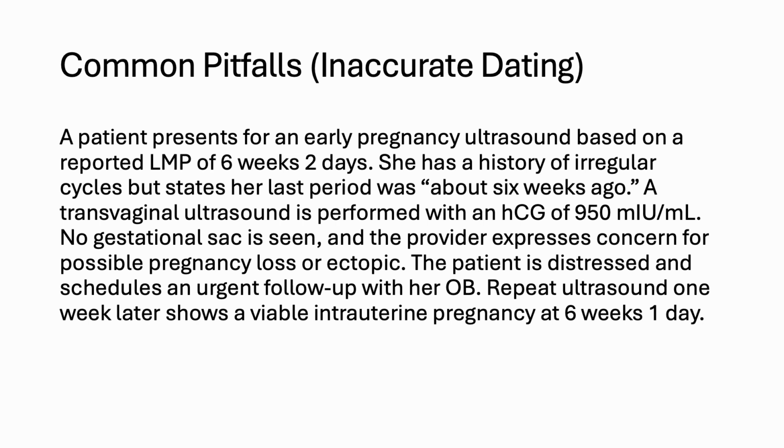So a patient presents for an early pregnancy ultrasound based on a reported LMP of 6 weeks, 2 days. She has a history of irregular cycles, but states her last period was about 6 weeks ago. A transvaginal ultrasound is performed and an HCG is 950. There's no gestational sac seen, and the provider expresses concern for a possible pregnancy loss or ectopic. The patient is distressed and schedules an urgent follow-up with her OB.